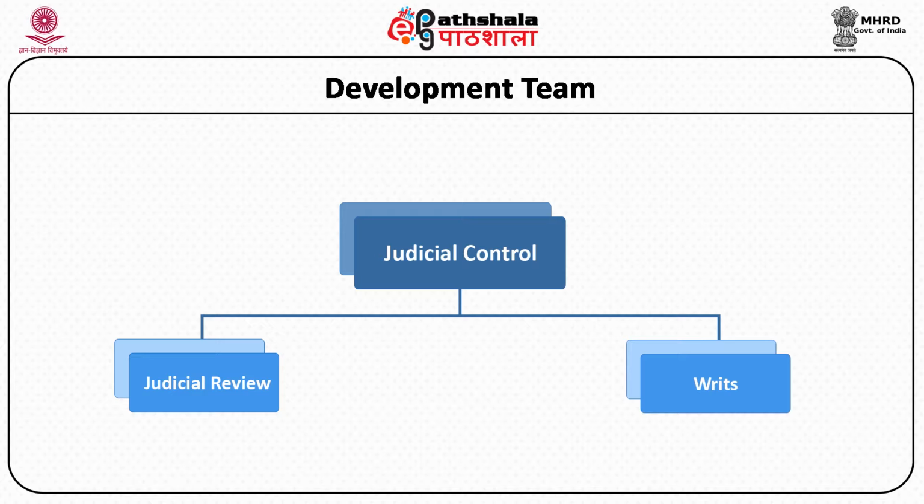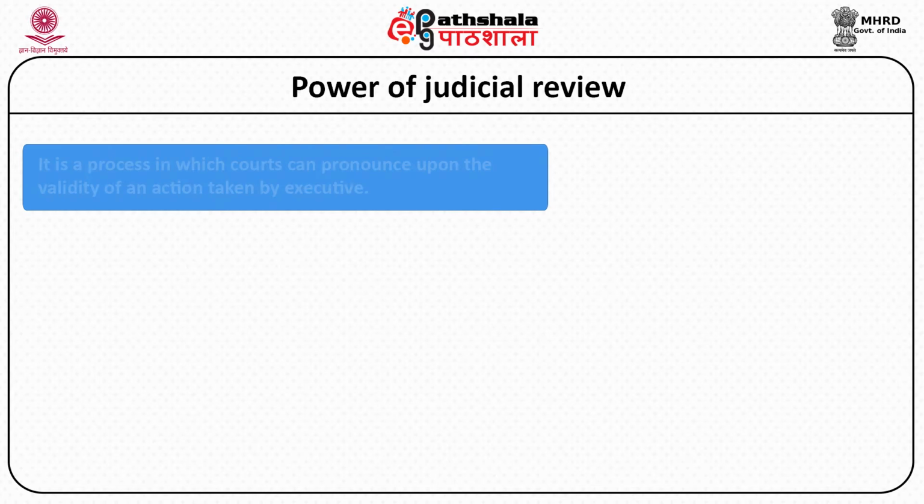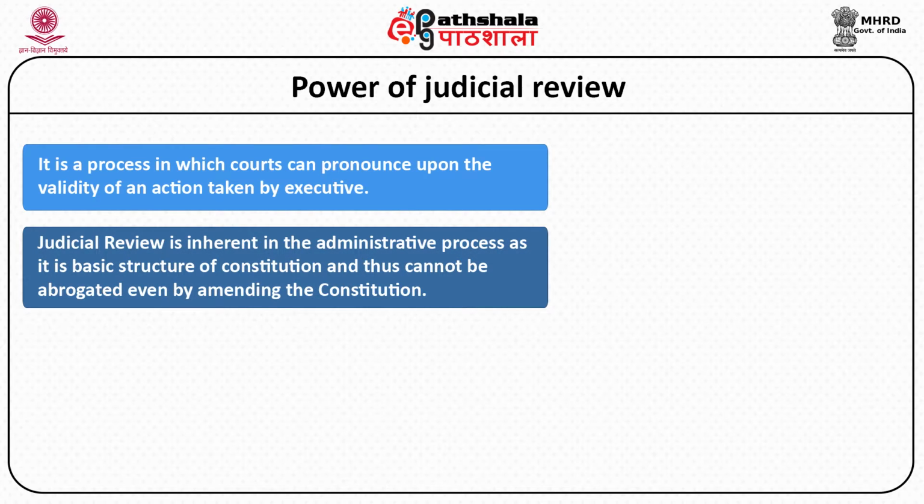Now, the judiciary exercises the control through the following modes. First, as I have already said, the power of judicial review. Now, power of judicial review is the process in which the court can pronounce upon the validity of an action which is taken by the executive. Judicial review is inherent in the administrative process, and it is the basic structure of the Constitution, and thus cannot be abrogated even by amending the Constitution.